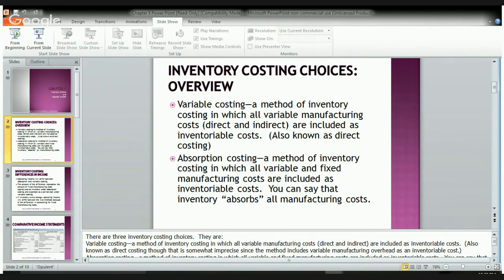3,917,500. Variable marketing costs, I take the 185 times the 6,500 units. I get 1,202,500. And my fixed cost, of course, stays the same. So my operating income goes to $1,335,000.